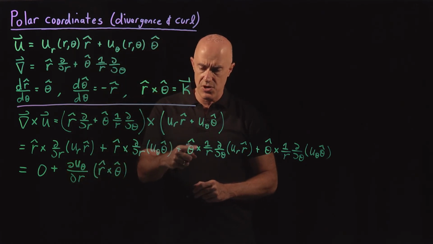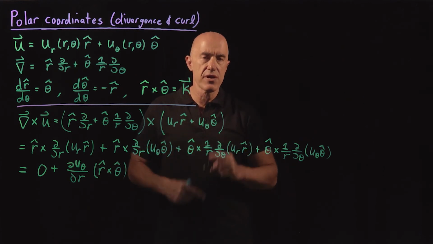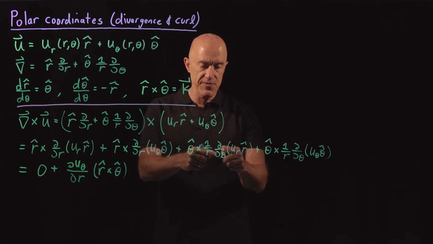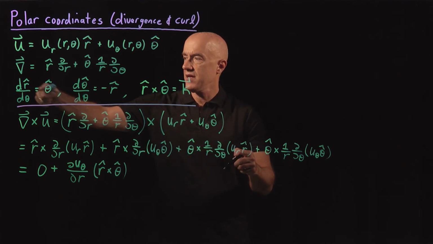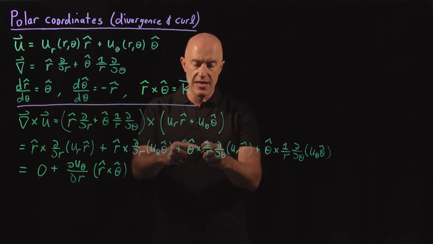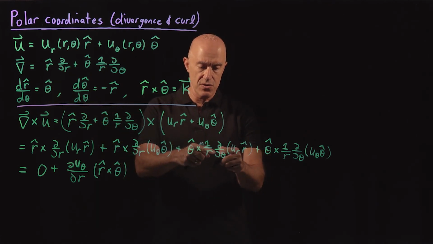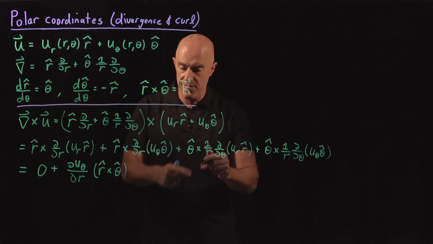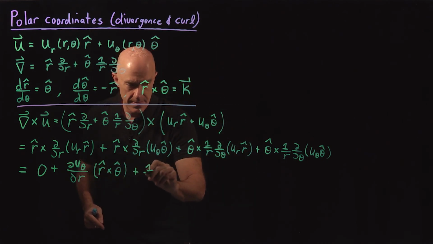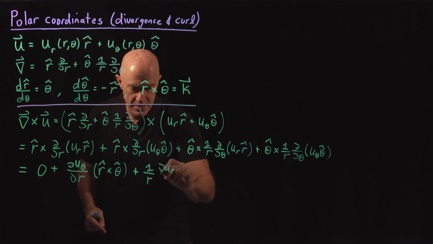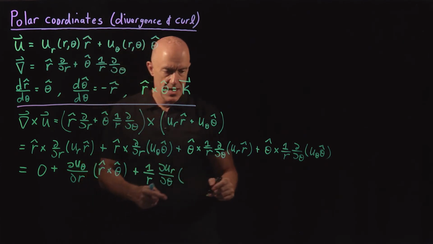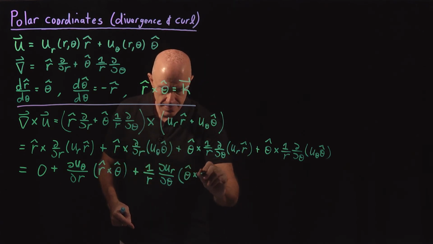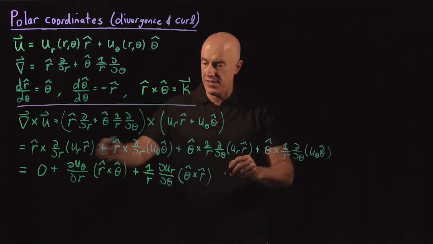What about the third term? Now we have to be careful. So the unit vectors depend on theta. But if we differentiate d r hat d theta, we get a theta hat. And theta hat cross theta hat is 0. So this derivative then will only differentiate u_r. So we'll have a 1 over r du_r d theta. And then we'll have a theta hat cross r hat. Okay, that's the third term.